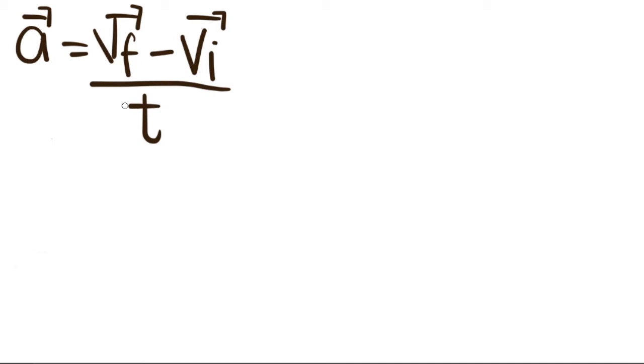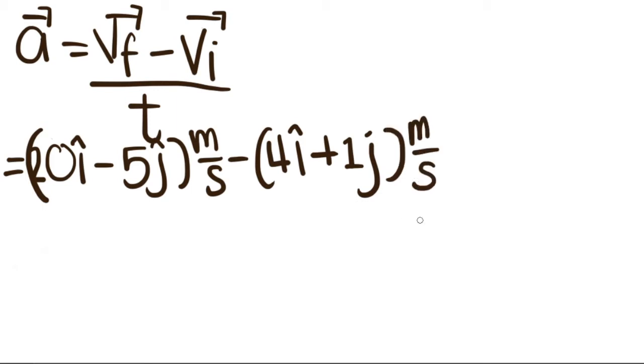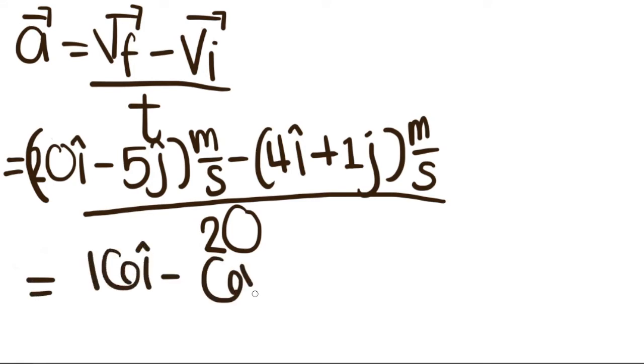In solving for the components of the acceleration, we'll use this formula. a is equal to the final velocity minus the initial velocity divided by the time given. So we do the substitution: 20 i hat minus 5 j hat meter per second minus 4 i hat plus 1 j hat meter per second, divided by 20, which is your time. Doing the subtraction, it leads us to 16 i hat minus 6 j hat meter per second divided by 20.